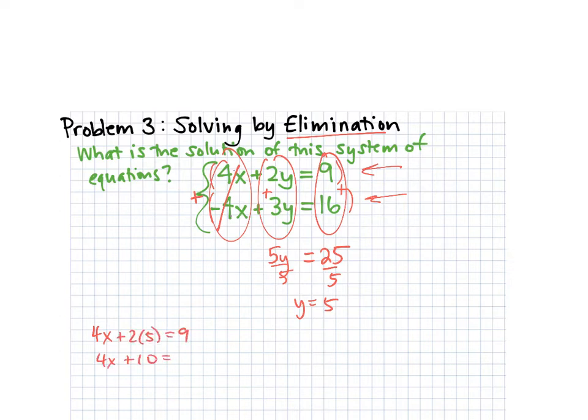4x plus 10 equals 9. Subtract 10 from both sides, 4x equals negative 1. So x equals negative 0.25. And so that's our solution, negative 0.25 comma 5.